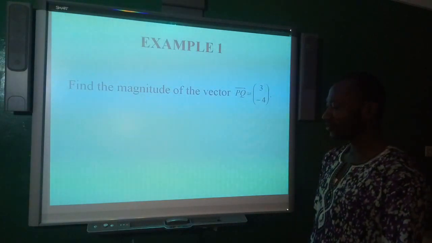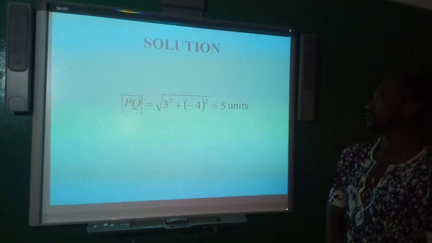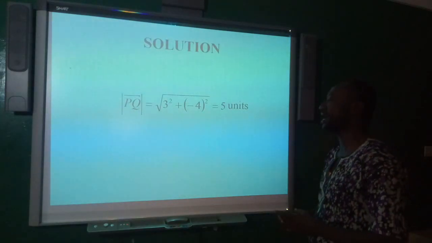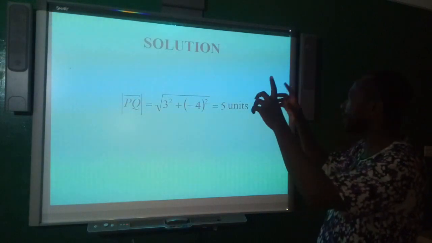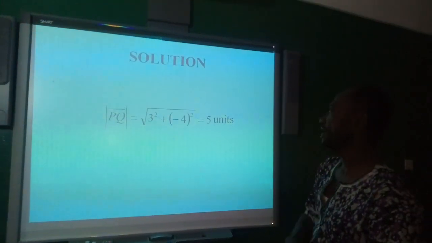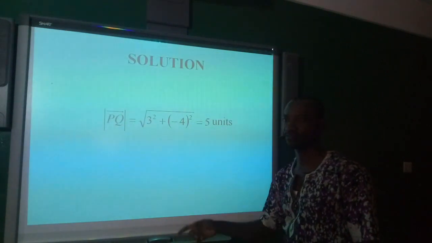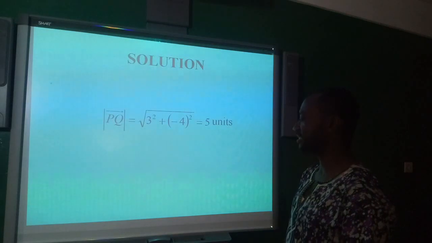Okay, so let's see how you are doing it. Let's get the solution. Yeah, so magnitude of PQ is given by the square root of the x component squared plus the y component squared. And your calculator will give you 5, and then you add the units to it, because it is a magnitude or a distance. So that is our first example.